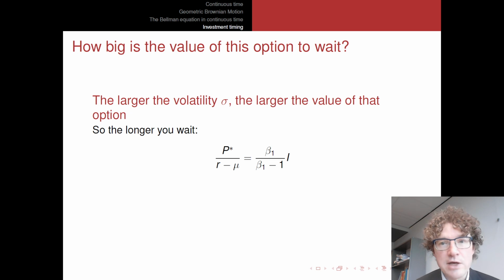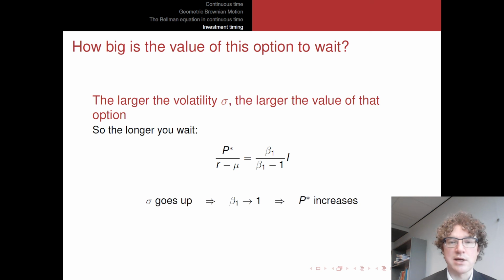So how large is that value? Well, that depends on this process, right? What happens in particular is that the larger the volatility, so the larger the uncertainty, the larger also the option value. You know this as a rule of thumb from option pricing as well. Larger volatilities mean larger option values. The same holds here, so the larger the volatility, the longer you wait. So this P star, this threshold, is going to be higher as sigma gets higher. Why? Well, this beta 1 also depends on sigma, and you'll figure out that as sigma increases, this coefficient is going to increase. So it's going to increase P star.